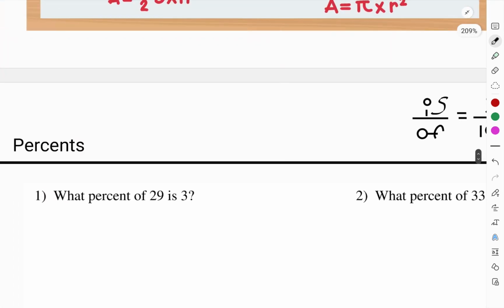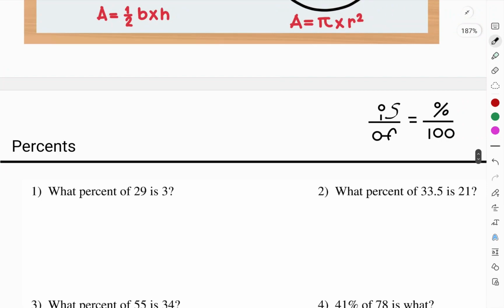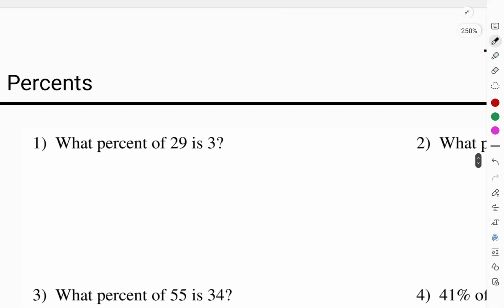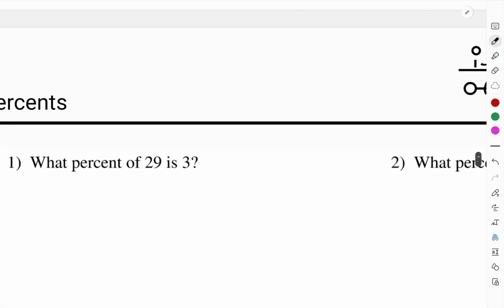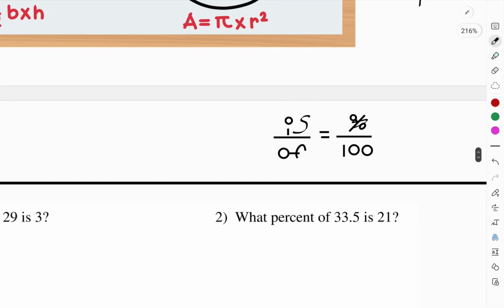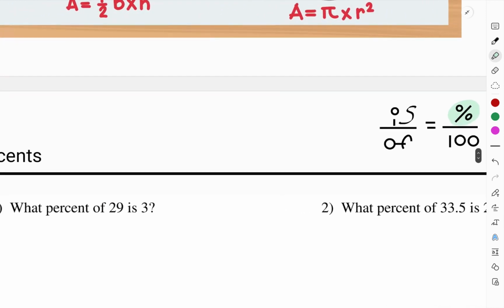So for example, let's look at the very first one, and I'm gonna highlight it so you guys can see exactly what I'm talking about. So it's asking what percent of 29 is 3. So you got to look at the words "of" and "is" every time that you're working on this. Now, what are we looking for? We're looking for percent. I already know I'm looking for this right here. That is the percent that we're looking for.